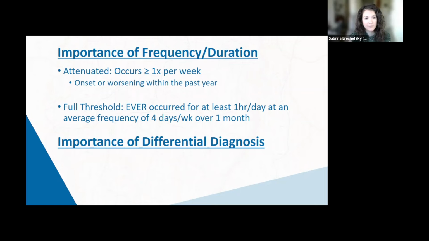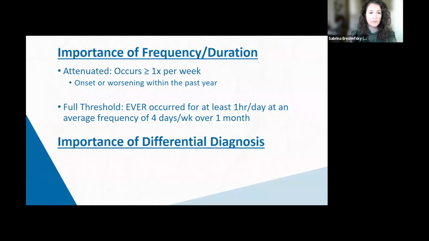For full threshold symptoms ever in their life, they should have experienced the symptom for at least 1 hour a day at an average frequency of 4 days per week over a 1 month. And you can see some of these things may be a little bit inexact at times to collect. Who made these criteria at the time is really a difficult thing to say, that this is exact and going to help differentiate. But these are the metrics that we go by right now.